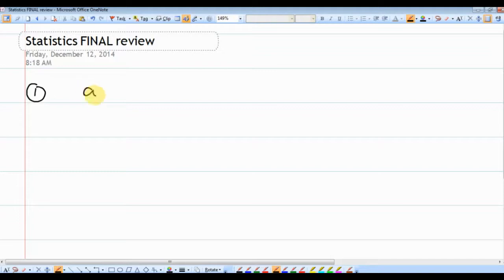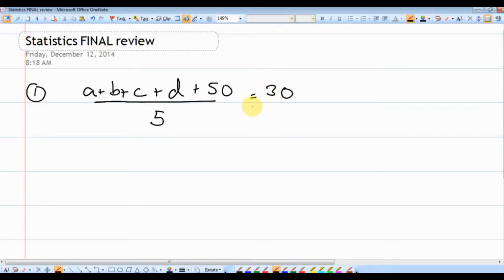So I'm going to do this using some variables. A, B, C, D. Those are the 4 people in the room, and then we have one person who's 50 years old. If you divide that by 5, you're going to get 30. Going to do a little bit of math. 5 times 30 is 150. 150 minus 50 is 100. So really what we're saying is A plus B plus C plus D is equal to 100.